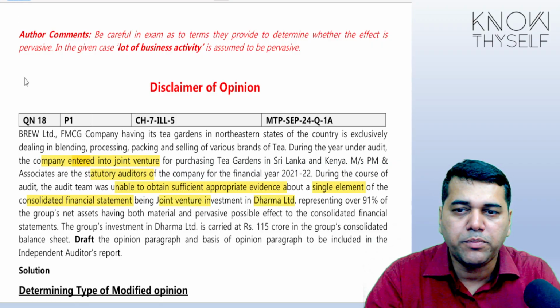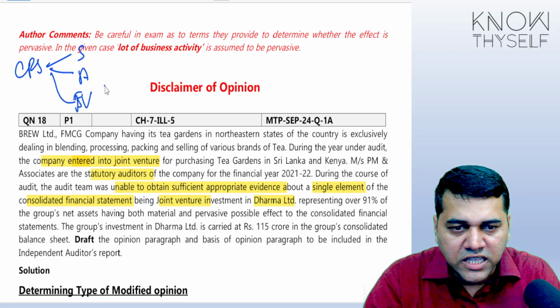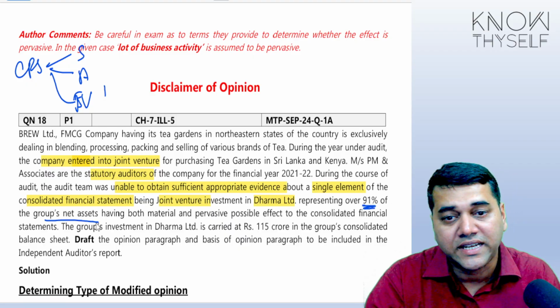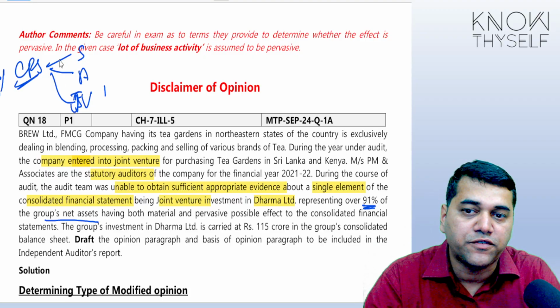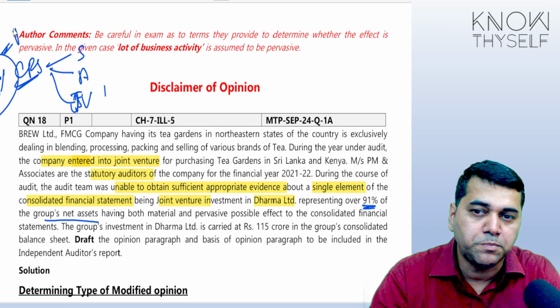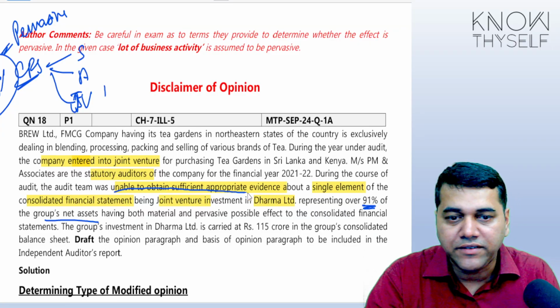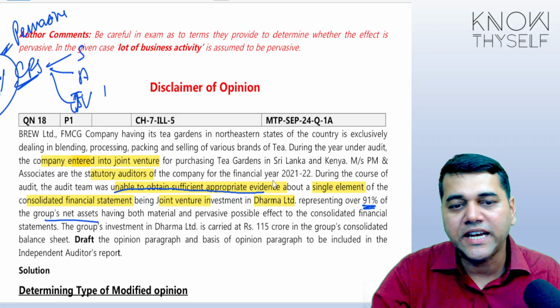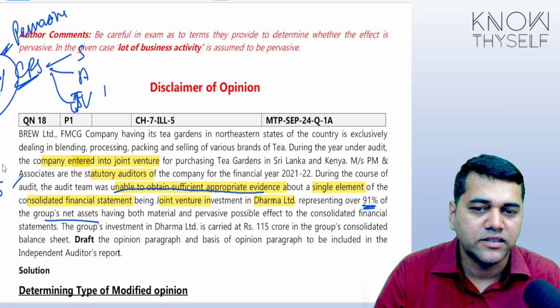So when you have prepared the CFS, it should have all your subsidiaries, associates and joint ventures. But Dharma Limited represents 91% of the group's net assets. That means this joint venture is actually 91% of the CFS. See, this itself shows it is pervasive. You need to identify it. And you are not able to obtain the evidence. That means by default it is material and pervasive. You didn't get evidence, so from this sentence only you should understand this is a 705 disclaimer of opinion.